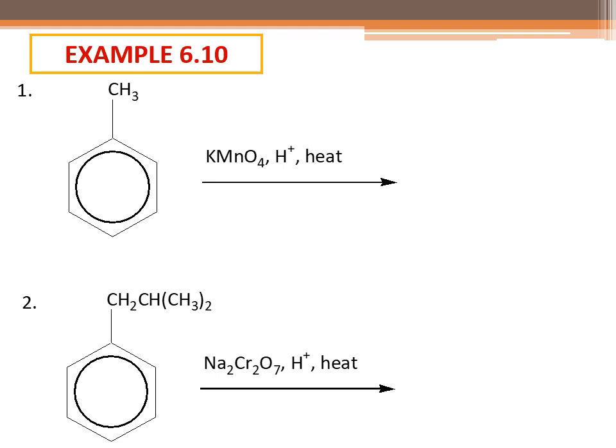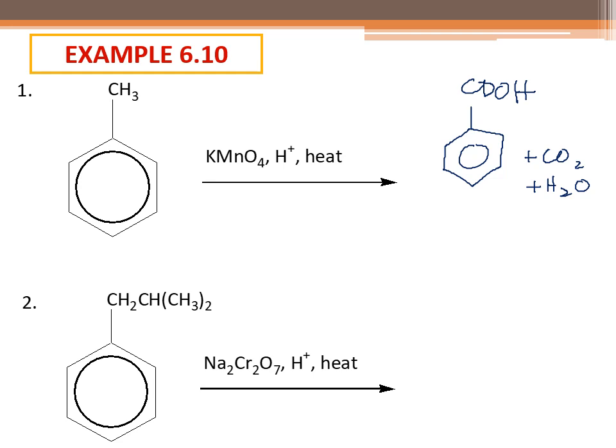Let's do example 6.10. Given to us is methylbenzene. So what we're going to have is a benzoic acid. That's it. Of course, you can also add the byproducts, but this is not compulsory.